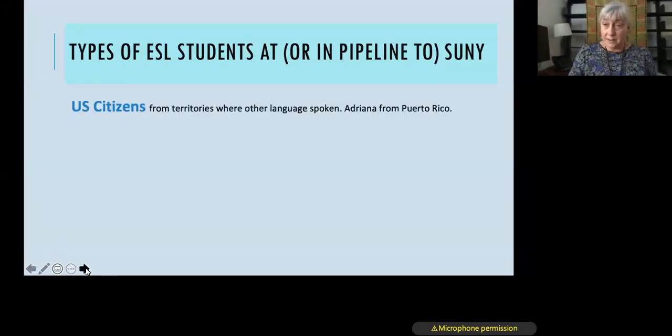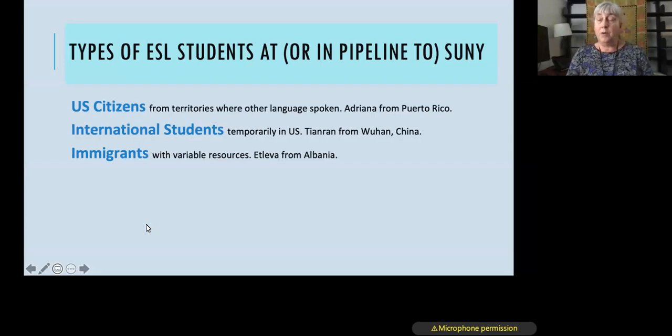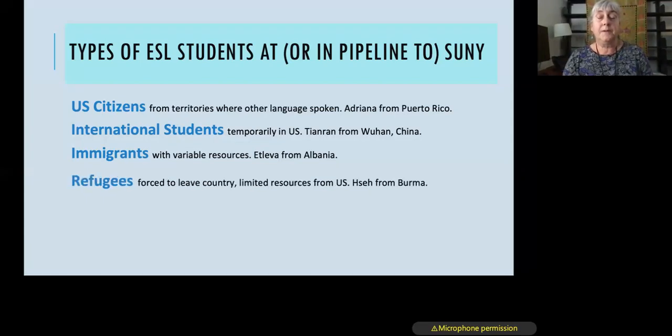We have US citizens from places like Puerto Rico, where another language is spoken. We have international students who are here usually temporarily. They plan to return back home. We have immigrants who come with variable resources. Some of them are relatively well off, and some have next to nothing when they come to our country from all different places around the world.